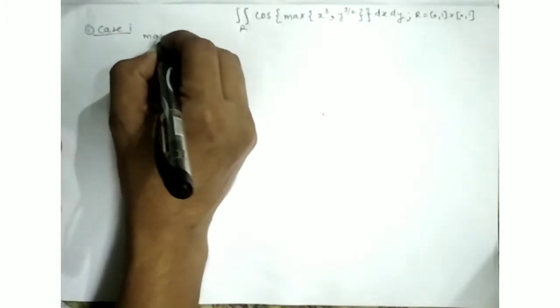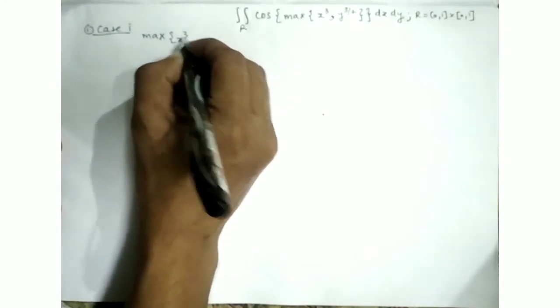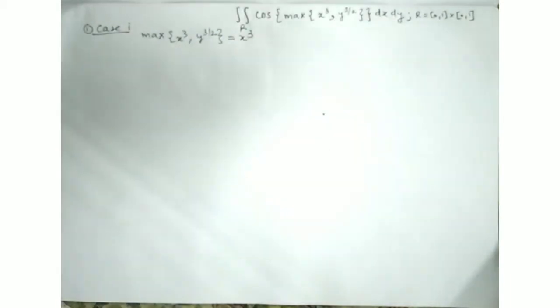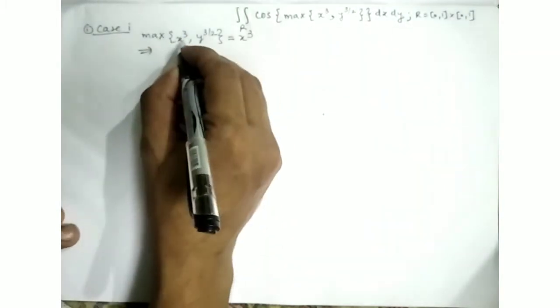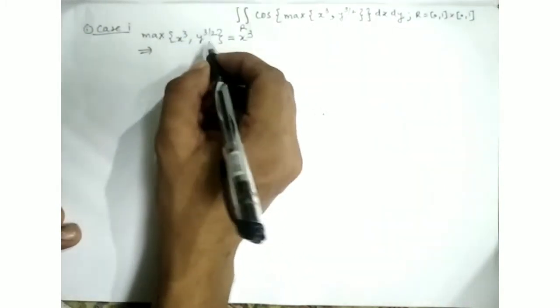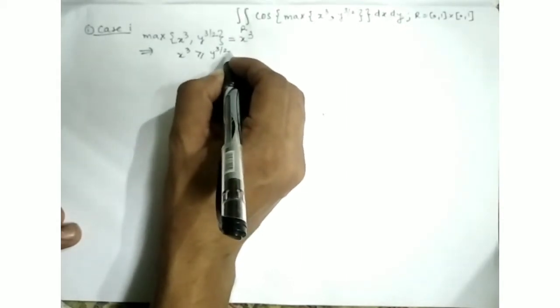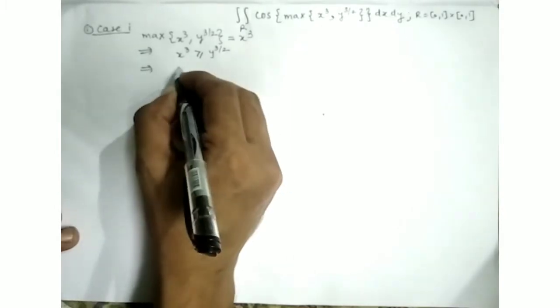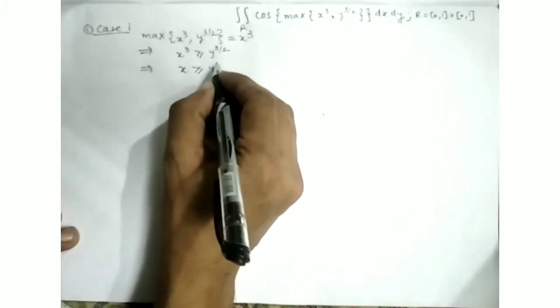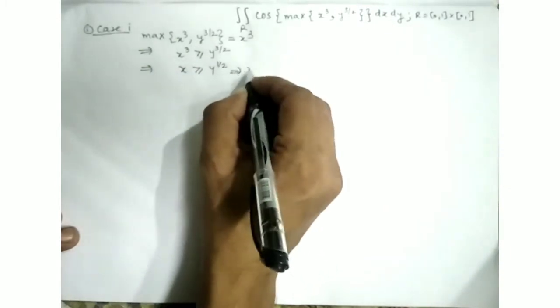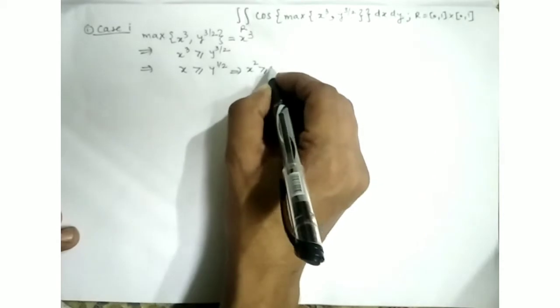When the max of x cube and y raised to 3 by 2 is equal to x cube, it means our x cube is greater than both the functions. My x cube is greater than or equal to y raised to 3 by 2. If I take the cube root on either side, I will get x greater than or equal to y raised to 1 by 2. If I square again, I will get x square is greater than or equal to y.